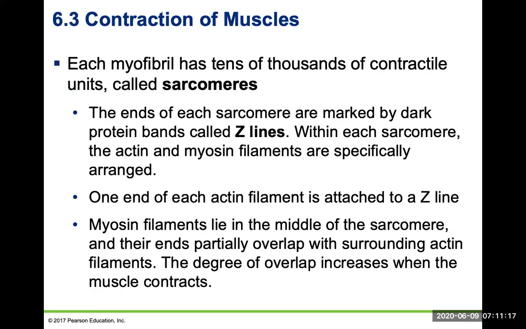Each myofibril has tens of thousands of contractile or shortening units called sarcomeres, and they're connected with each other from Z-line to Z-line, which is a dark band you can see. One end of each actin is attached to the Z-line, and myosin filaments lie in the middle of the sarcomere. Their ends partially overlap with the surrounding actin, and the degree of overlap increases when the muscle contracts or shortens.